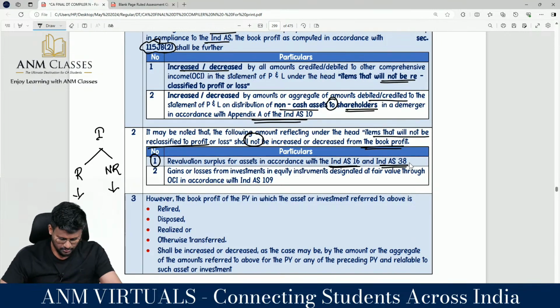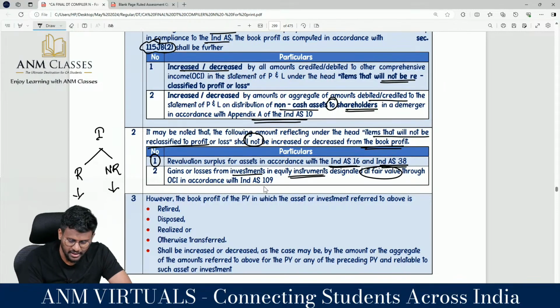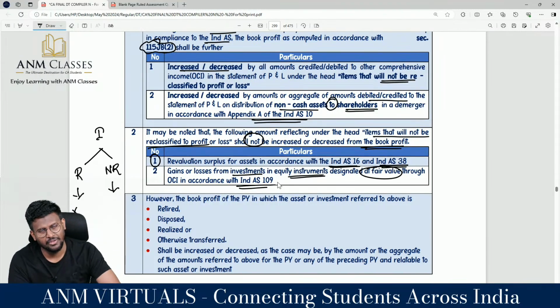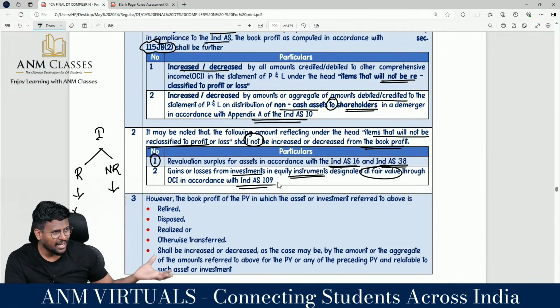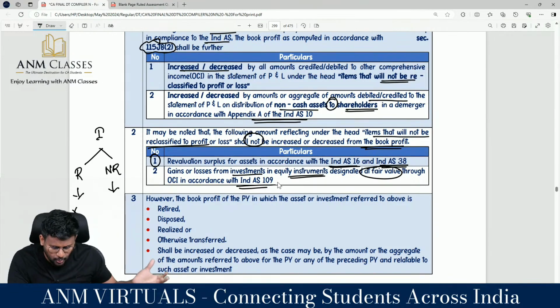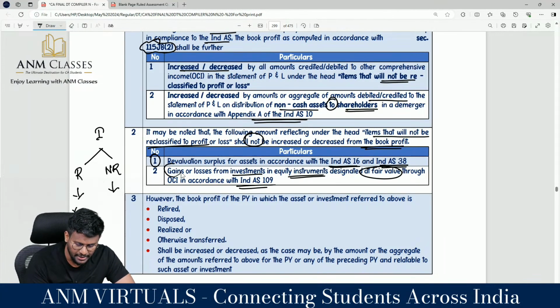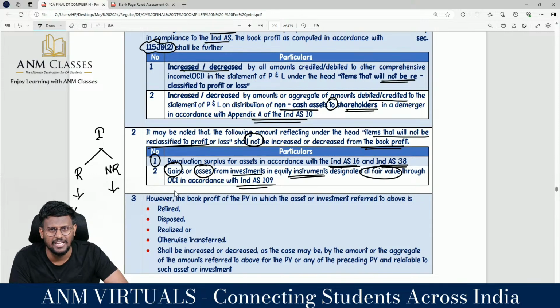Number two, gain or loss from investment in equity instrument designated at fair value through OCI in accordance with Ind AS 109. So I have invested somewhere and I have brought that investment to the fair value, designated at fair value. Because of that, I am getting some gain or loss as per Ind AS 109. Don't do anything with regard to the MAT.